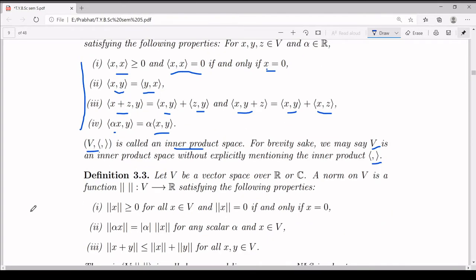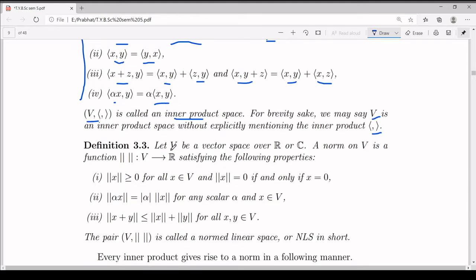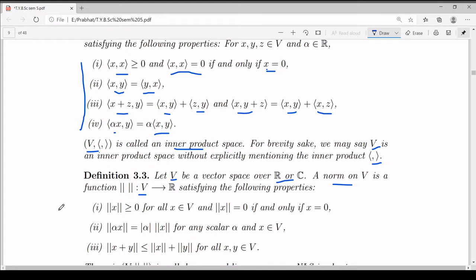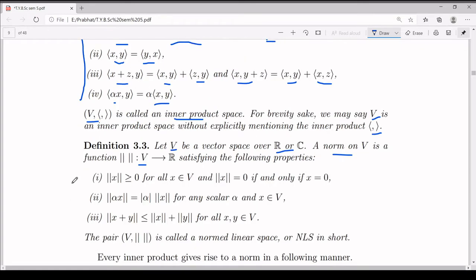Next definition is norm. You take a vector space again over R or C, whichever field you want to choose. So a norm on your vector space V is again a function from V to R. Remember, inner product was a function from V cross V to R, but your norm is a function from V to R. That means inner product was assigning a real number to a pair of elements of your vector space, but norm assigns a real number to every element of your vector space. So norm is a function from V to R satisfying these three properties.